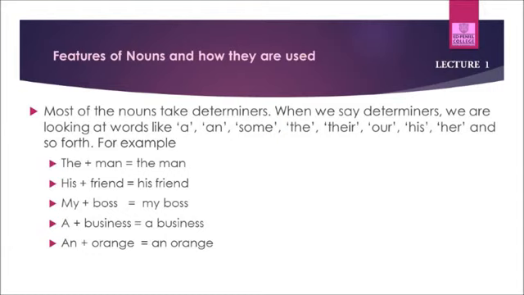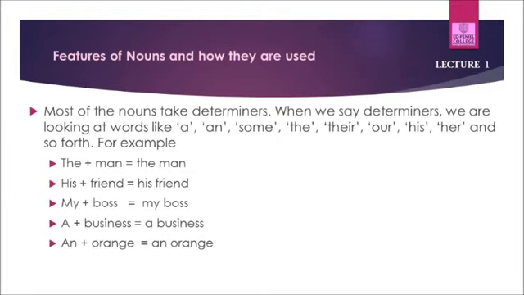Now you must be taking note also that nouns take what we call determiners. So you can bring the, my, our, his, her. These are what we call determiners. You can bring them and then add a noun to it. So for example, you can say the plus man, which gives you the man. We have his plus friend, which gives you his friend. We have my plus boss, which gives my boss. We have their plus teacher, which is their teacher. So take note of that.